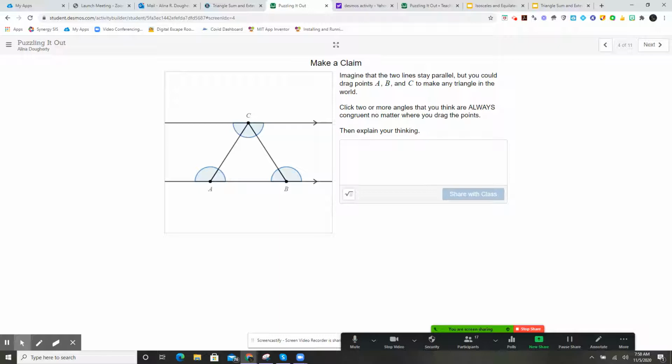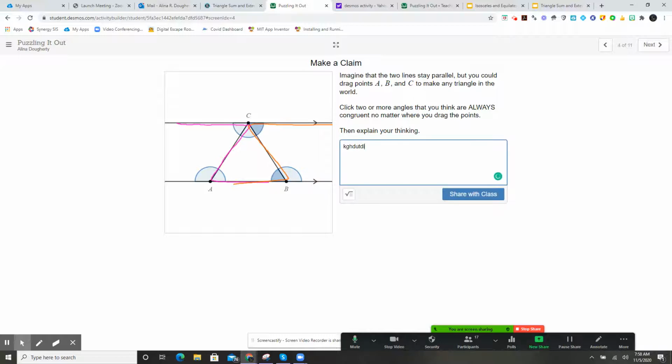So if we imagine that the lines stay parallel, but we could drag points A, B, and C to make any triangle in the world, click two or more angles that you think would always be congruent no matter what. So if I know these lines are parallel, I know I always have a Z on that side, and I know I always have a Z on this side. So which two angles are always going to be congruent? There are two choices. You can either choose the two pink angles that are inside the alternate interior relationship or the two orange angles. And either one of them is going to be true.